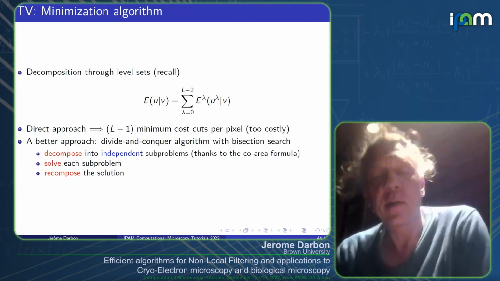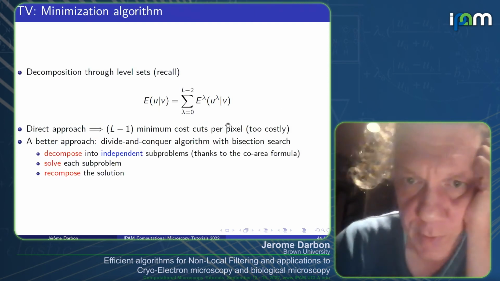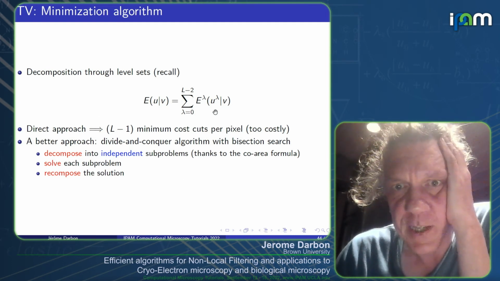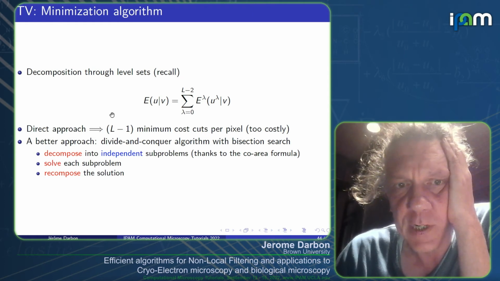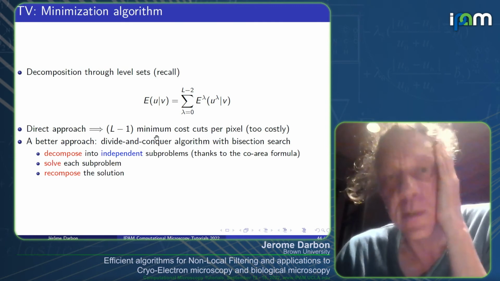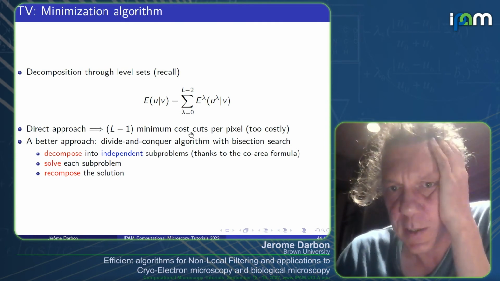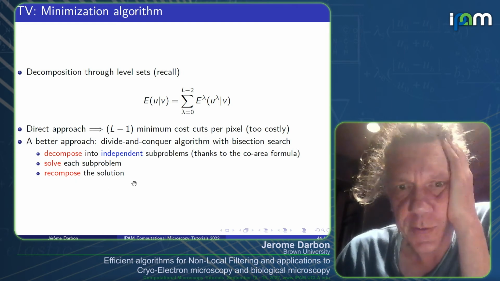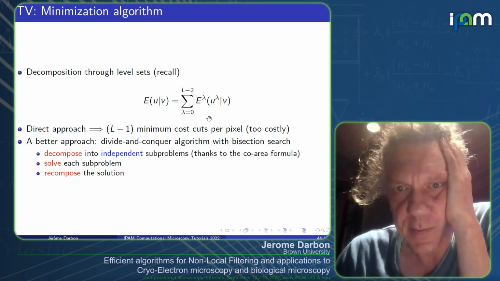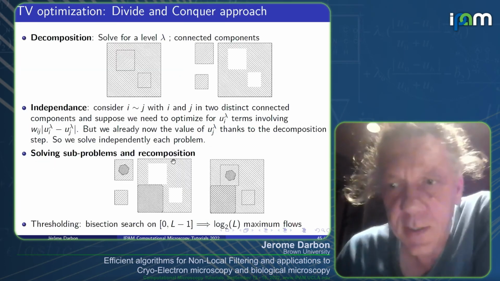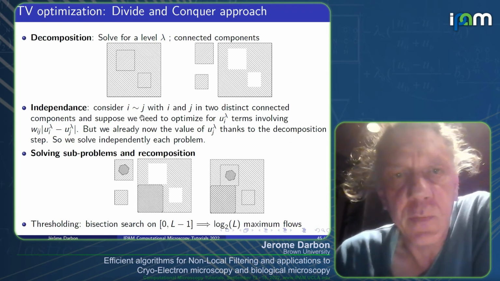I just want to tell you a smart way to do the optimization, because if you do the binary optimization level by level, then we're going to call L-1 maximum flow or min cut, which is very costly. There is a much better way to implement the optimization of this sum here, which is to use a divide and conquer approach. So let me tell you briefly how you can proceed.